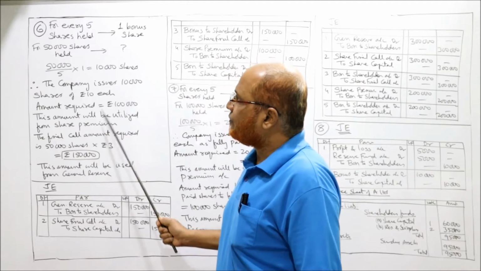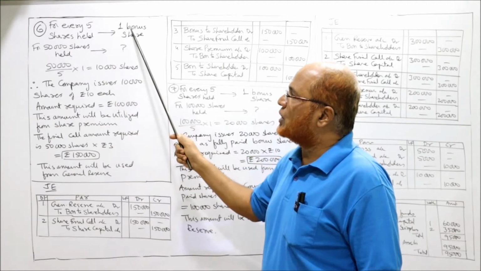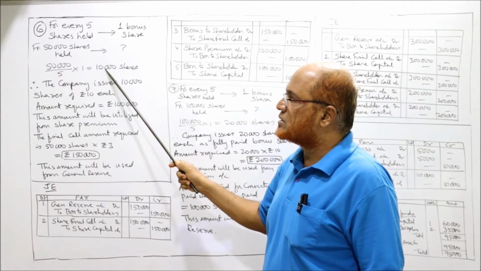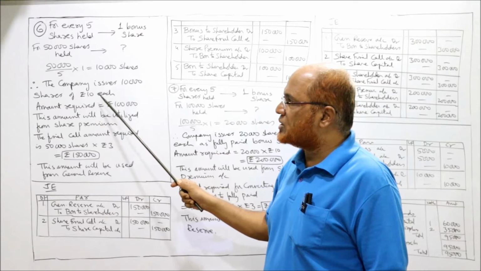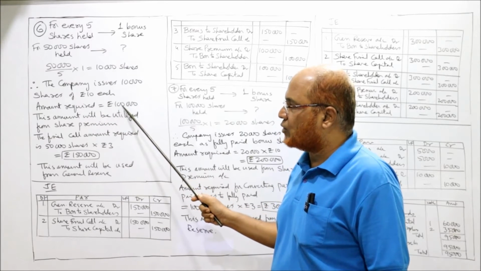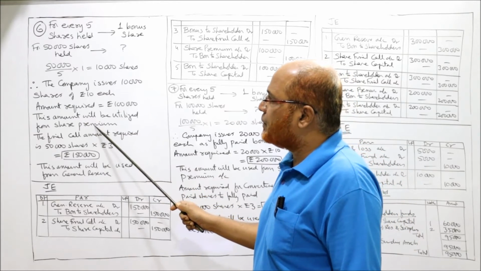See here, sixth problem. For every 5 shares held, 1 bonus share. So for 50,000 shares, how much? So it comes to 10,000 shares. The company issues 10,000 shares of 10 each. Amount required is 1 lakh. 10,000 into 10, 1 lakh rupees are required. This amount will be utilized from share premium account.